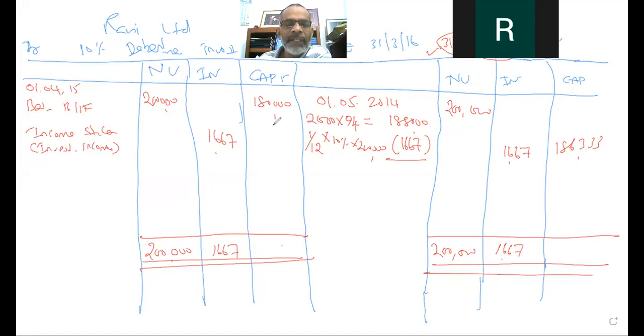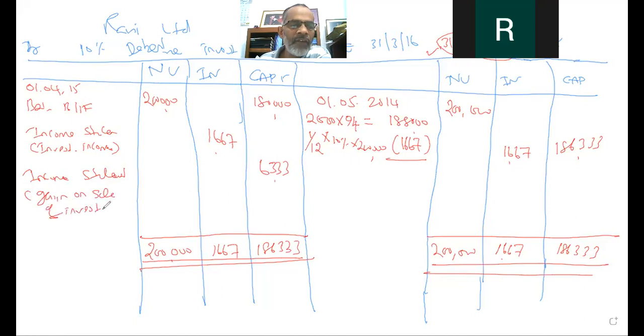Now look at the capital column: 180,000 debit side, 186,333 credit side. First we have to record 186,333. There is a gap of 6,333. That also has to be transferred to what statement? Income statement. That is what? Gain on sale of what? Sale of investment.